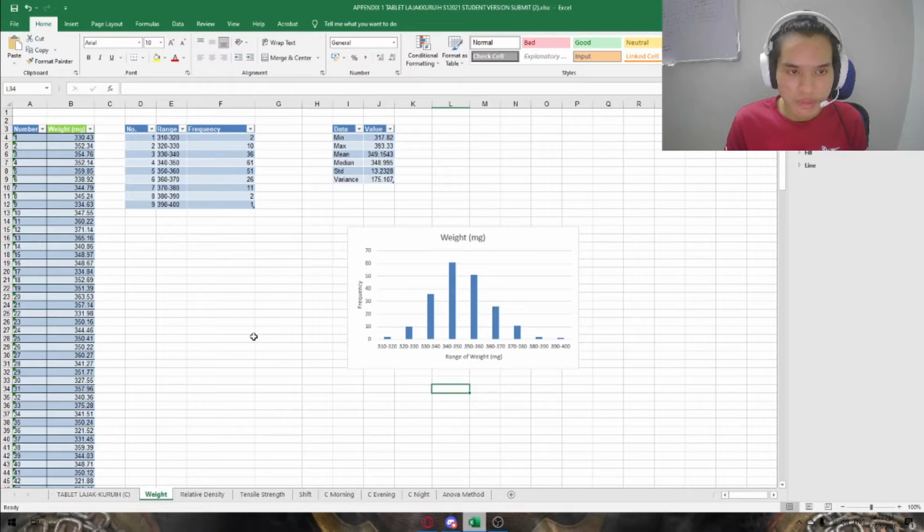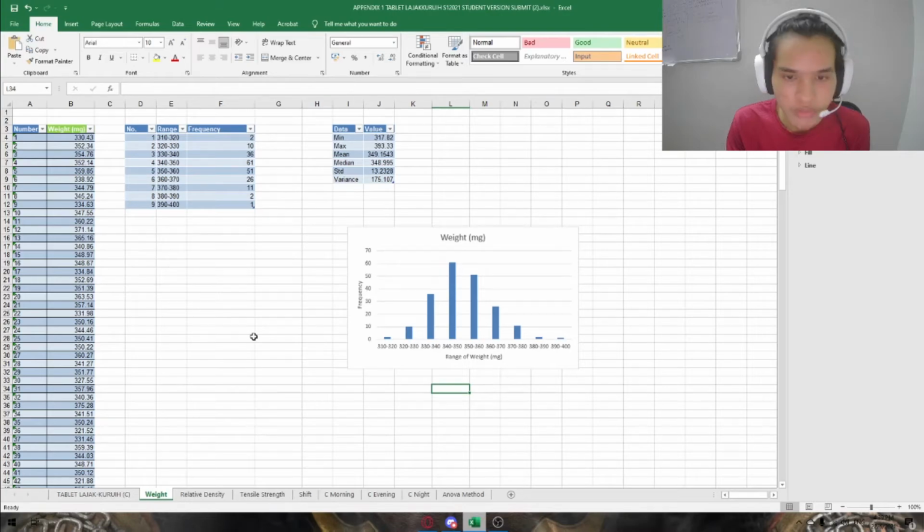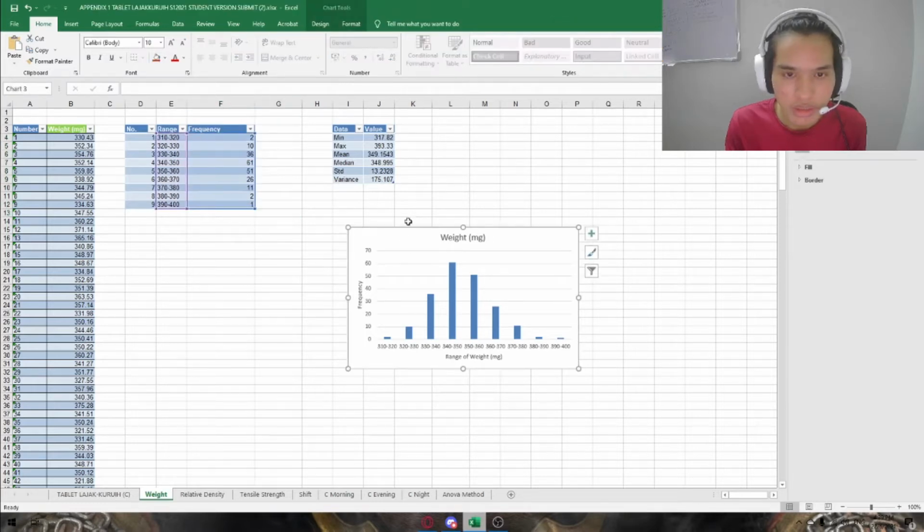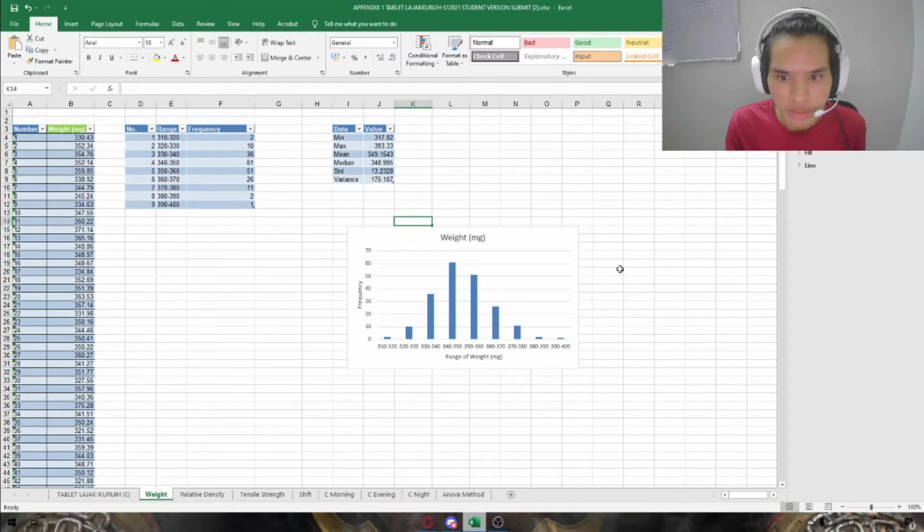Okay, so first now I'm going to present the first question about the data sorting. For weight, we have sorted the range here for 10 mg range, and then this is the frequency, and as you can see, this is the bar chart we made, and it looks like bell shape.